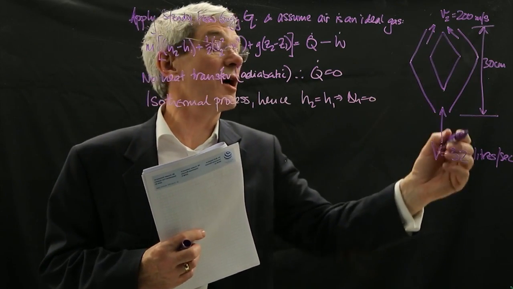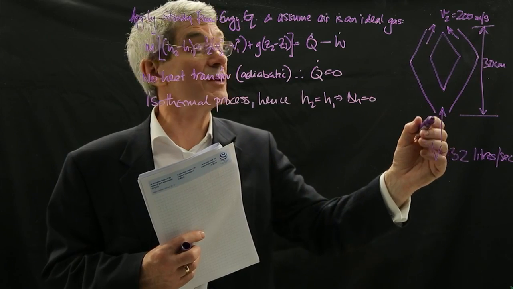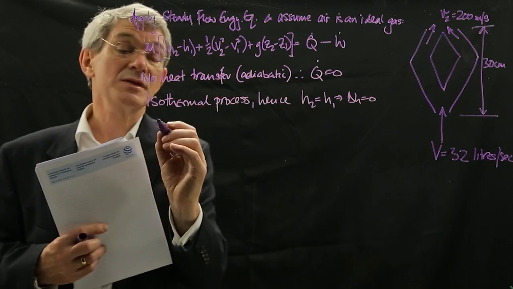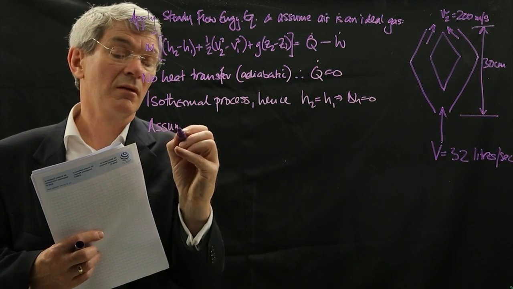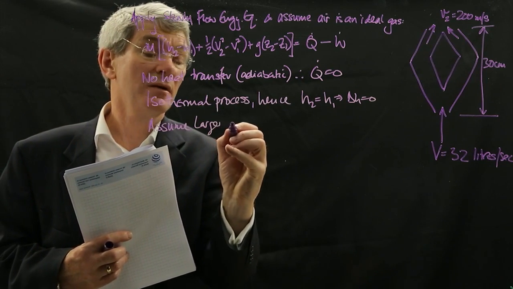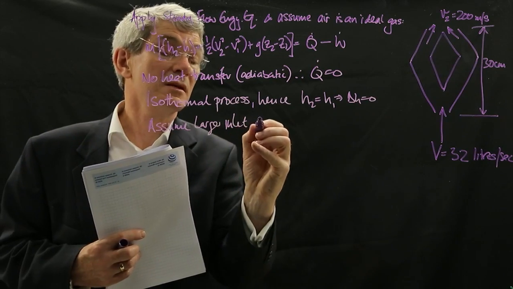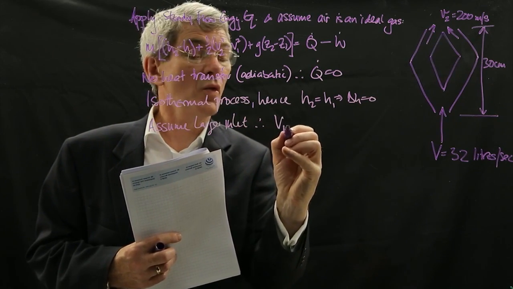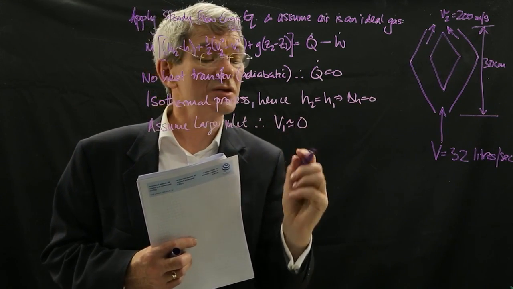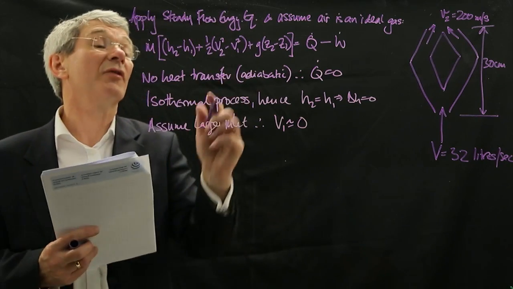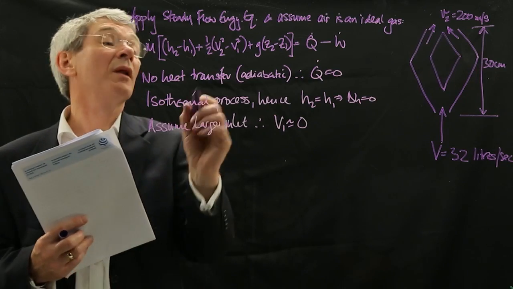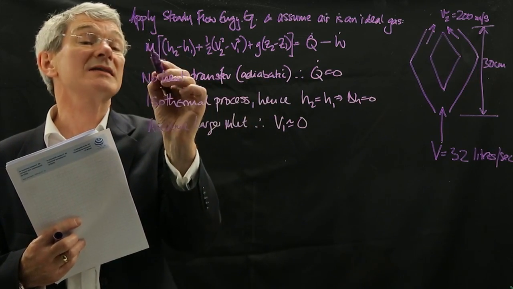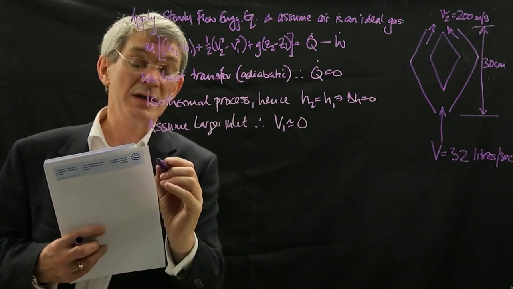And then if we have a very large inlet here, we can assume that the velocity of the inlet is 0, so we can assume large inlet, therefore V1 is approximately equal to 0. And so we lose part of this term here. And so the remaining thing we need to look at is m dot here, and we can find m dot.